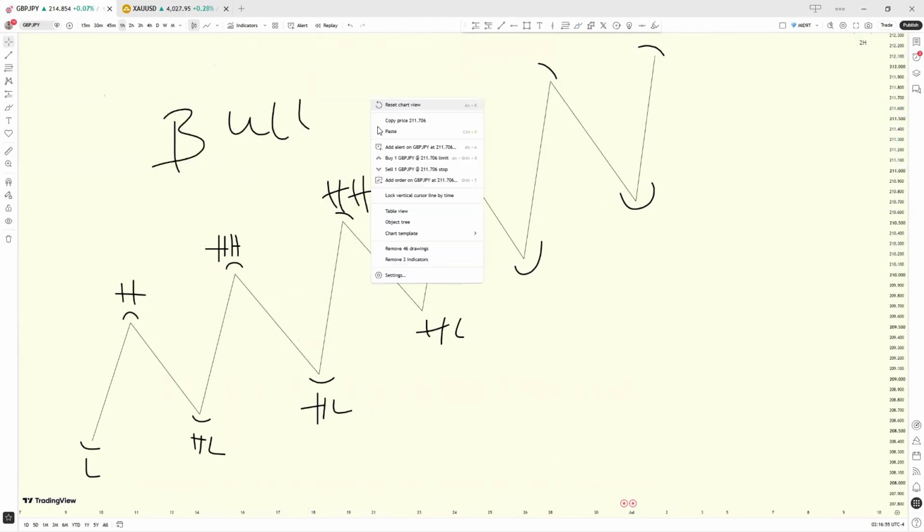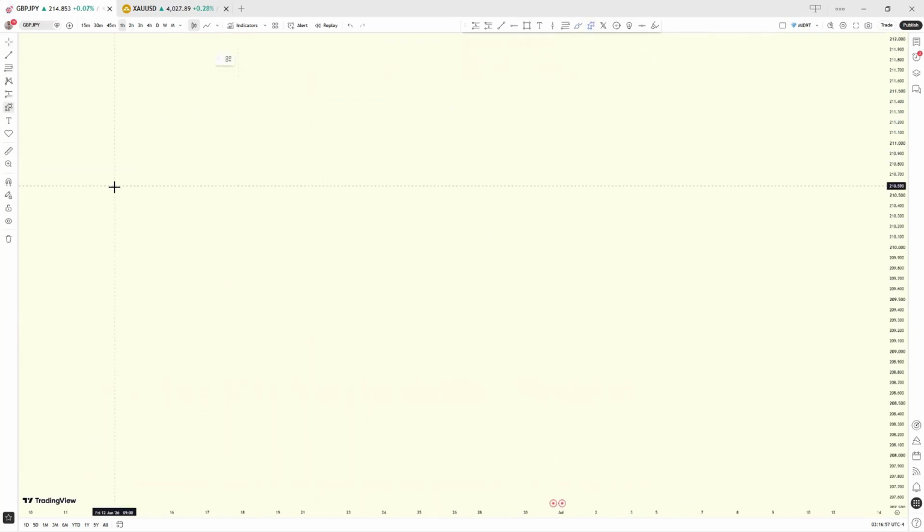All right, now identifying the bearish market structure, how does it work? The same thing. Remember, you're starting from the left. That is the origin.